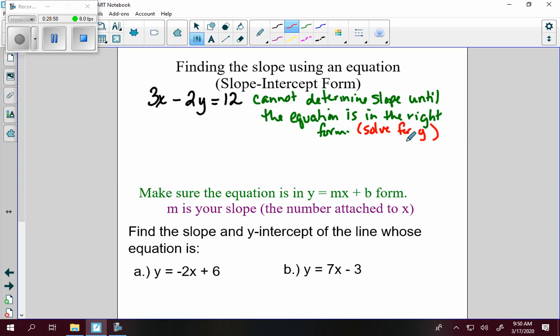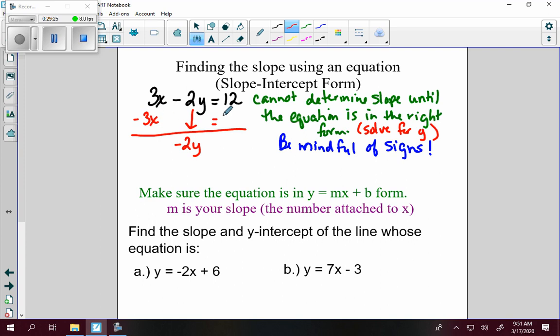Which is why we wanted to solve for those unknowns. Because this y has to stay on this side. So I'm just going to drop it. Make sure you drop the negative sign as well. Be mindful of signs. So in order to keep that here, I'm going to take my 3x and move it to the other side. So negative 2y equals negative 3x plus 12.